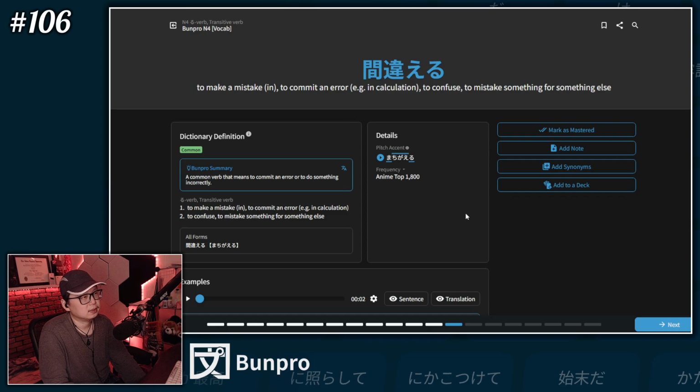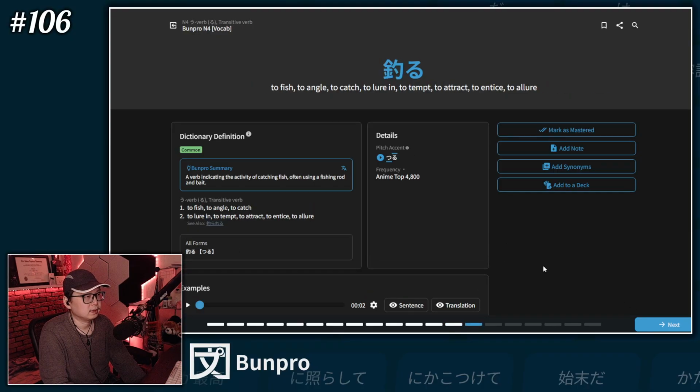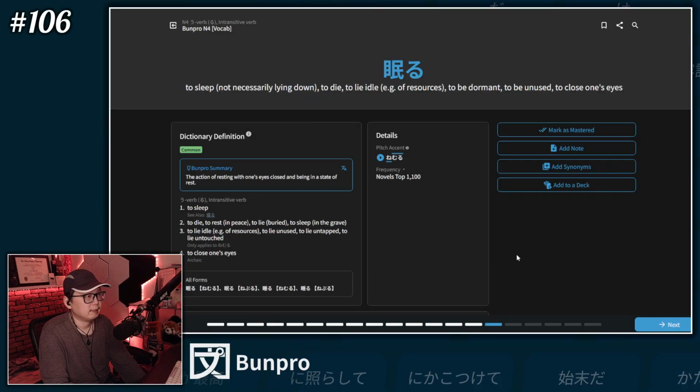Machigaeru. To make a mistake. Machigaeru. Transitive. Tsuru, the fish. Transitive. Sleep. Nemuru. Nemuru. This is intransitive. These ones are a little bit cryptic because it's a mu here. Mu's tend to be intransitive.